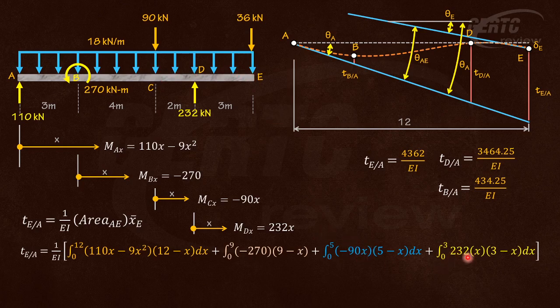And this is 232. It will now be included. So 232 times x, and the moment arm will be 3 minus x, from 0 up to 3 only. I will not use my calculator anymore. Just check it yourself. That's the value and it is exactly the same as this.